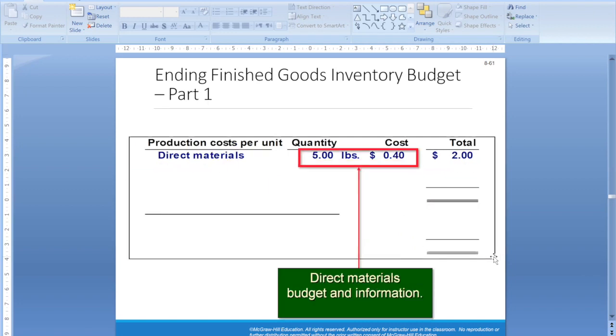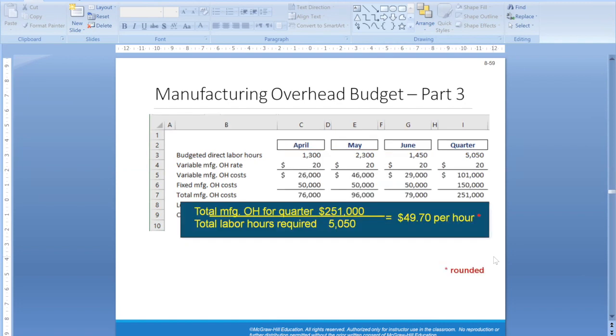Go back to the manufacturing overhead budget. From the total manufacturing overhead costs, which is in the middle of the budget. Total manufacturing overhead cost. This is expected for the future. This is expected for the next quarter. Now, the total labor hours required to prepare this budget is the first line here, which is 5,050.